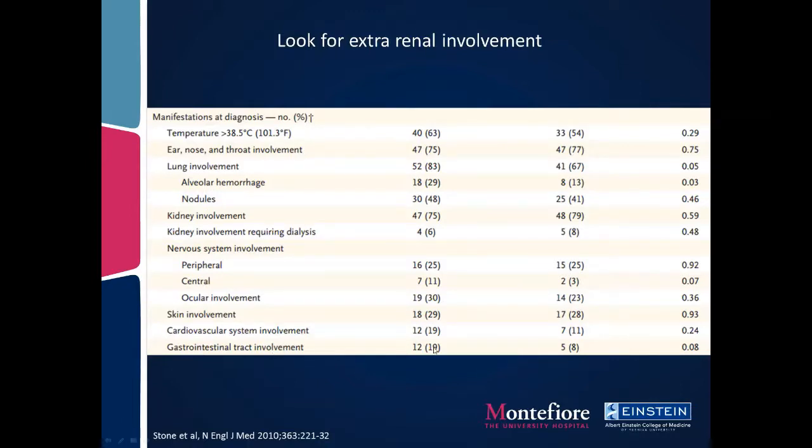So you always want to take a very careful history, asking them about ear, nose, and throat symptoms, if they have cough and hemoptysis, runny nose, bleeding from the nose, signs of peripheral neuropathy, any skin rash. All those findings are important when you're taking a history, because these diseases can also present with extrarenal involvement, and it will help lead you towards the diagnosis.